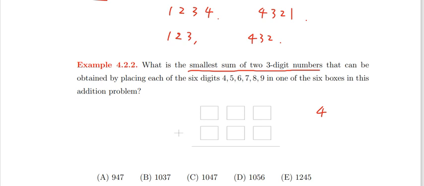So we just check. Okay, how about smallest, 4, 5. Okay. And second one, we put the smallest. Let's say can be 6, 7, and 8, 9. Yeah. So then they make the sum the smallest. Okay. So let's say.